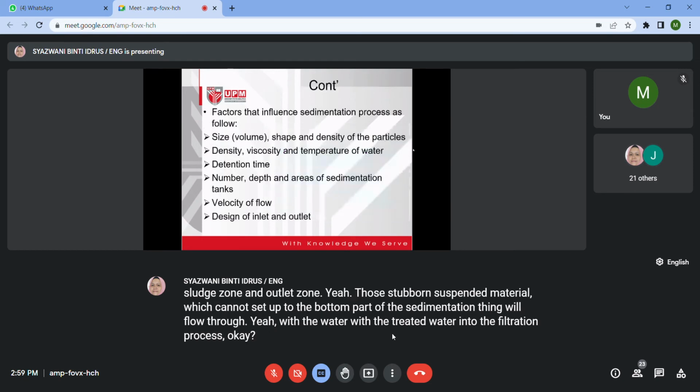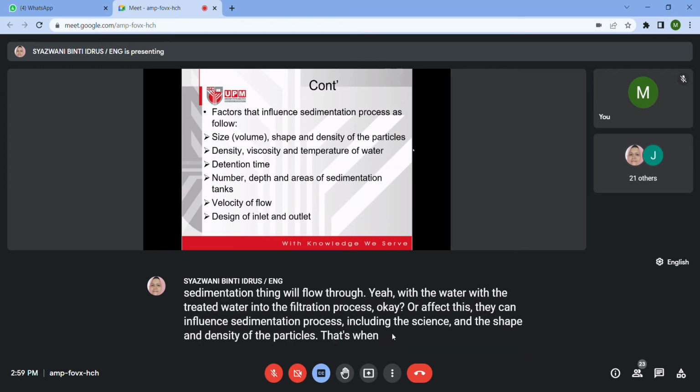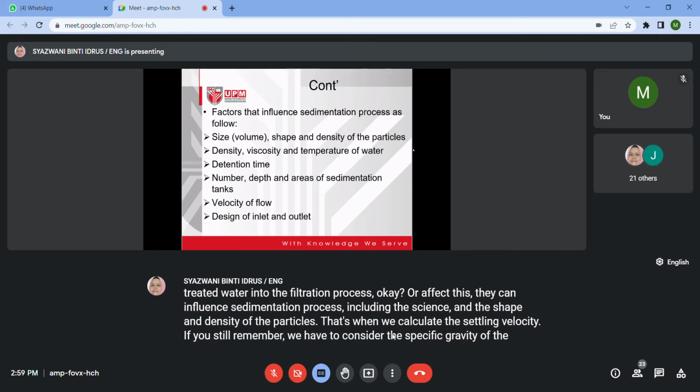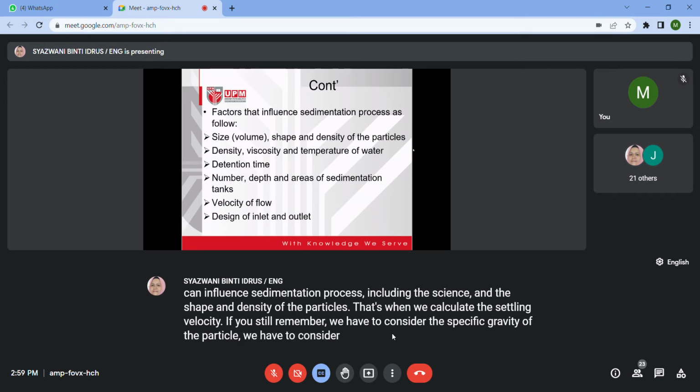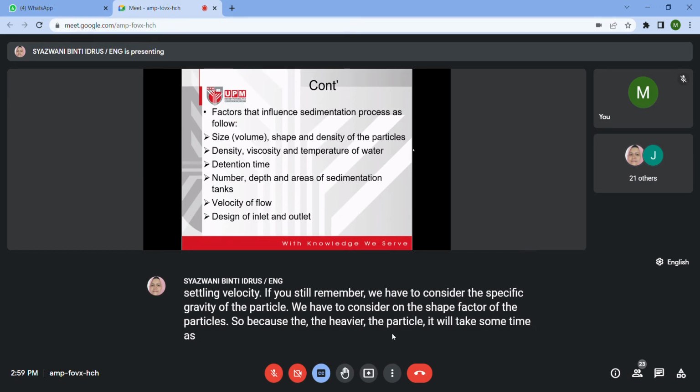Factors that can influence the sedimentation process include the size, the shape and the density of the particles. That's why when we calculate the settling velocity, if you still remember, we have to consider the specific gravity of the particle. We have to consider the shape factor of the particles. The heavier the particle, the faster it settles; the lighter the particle, the longer it takes for it to settle.